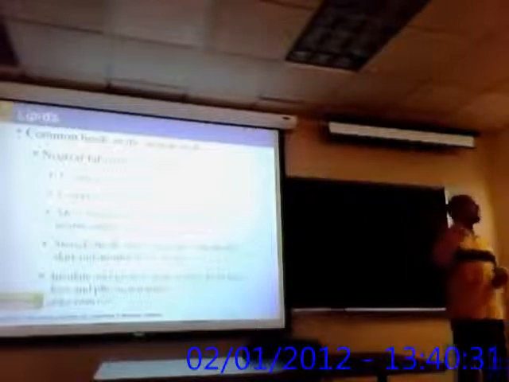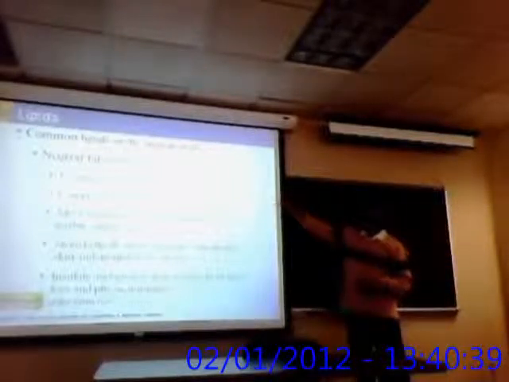You also have what's called subcutaneous fat, sub meaning below, fat below your skin. It helps insulate your body. So those are all of the different roles that triglycerides play in the body.